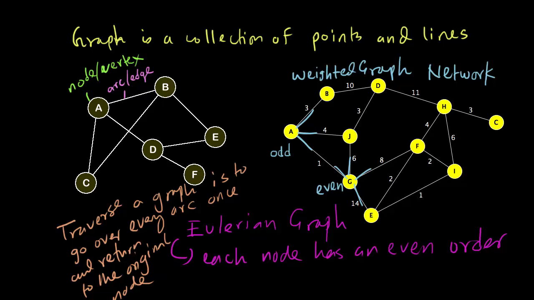But there is a special condition for a graph to be traversable. That graph has to be an Eulerian graph. That means every node of that graph has to have an even number of arcs attached to it. If that's not the case, then the graph will not be traversable.